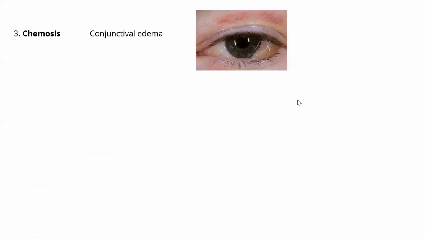The next is chemosis. What is chemosis? It is nothing but conjunctival edema. Here you see that the conjunctiva looks ballooned out with fluid. There's no congestion, only conjunctival edema. This most often you'll see in allergic conjunctivitis, but sometimes you can see both congestion and chemosis. If you see both, you have to write both chemosis present and conjunctival congestion also present.